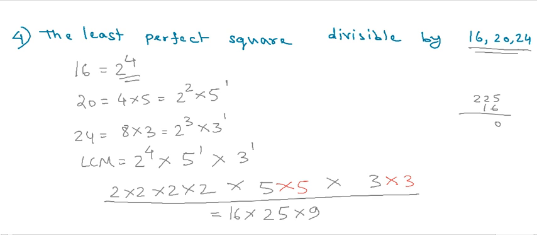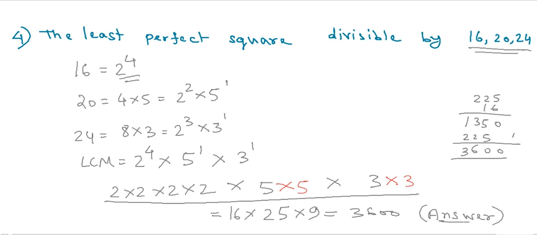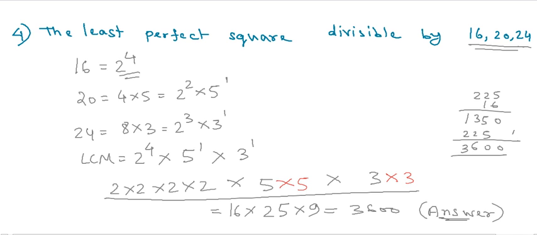So we have here 1 0 and 2 2 5. So that comes to 3600. So this is the result. So this is an interesting sum where you need to figure out that you have to find out the LCM, and just you have to multiply with those numbers which don't exist in pairs, and that will give you the least perfect square. Now let's move on to the next problem.